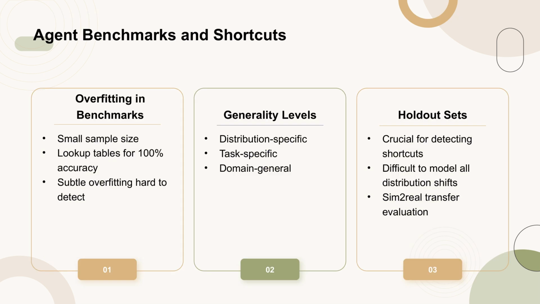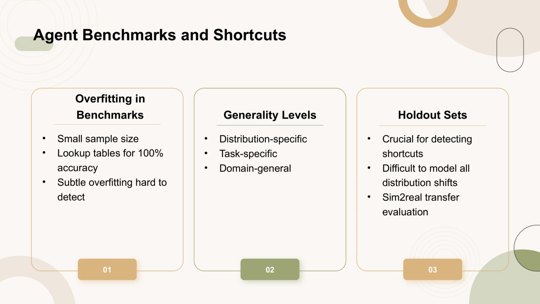In this section, we discuss the issue of overfitting in agent benchmarks, which is a significant problem due to their typically small sample sizes. Overfitting can occur when agents use shortcuts, such as lookup tables, to achieve high accuracy on benchmarks, which does not translate to real-world performance.